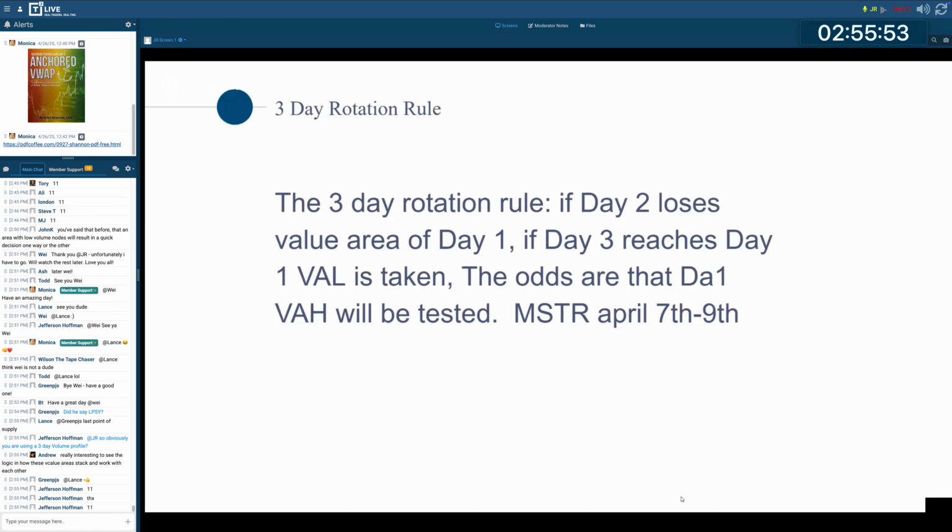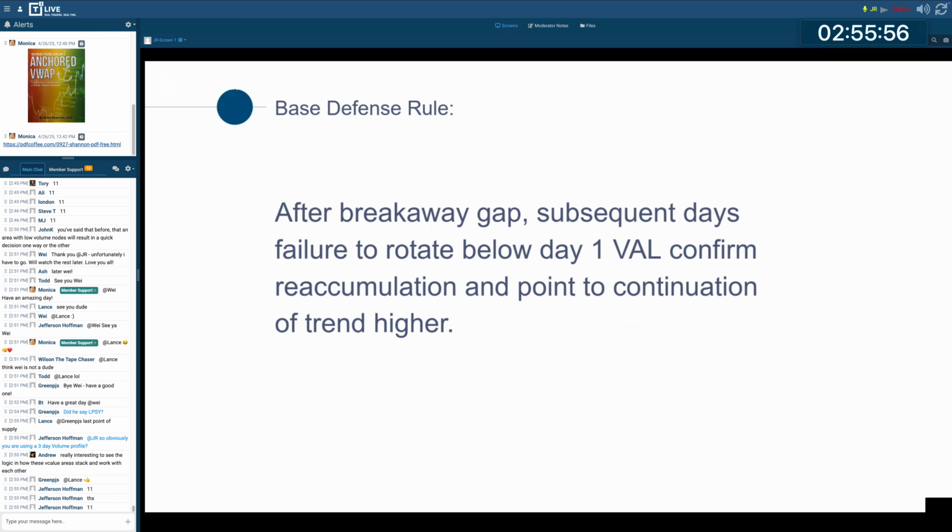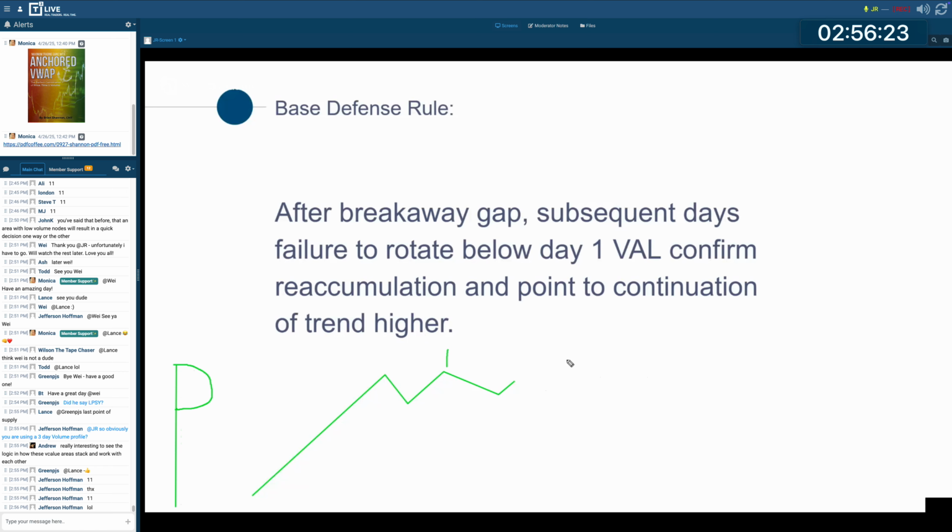So this is the base defense rule, which we've been touching on already. As a swing trader, this one is essential to success. So you have a day where you do this sort of thing, and you build a beautiful P-shaped profile Hugh Hefner would be proud of. This one's brought to you by Cialis. And then this is day 1, right? And on days 2 and 3, you fail to rotate below the day 1 value area. You fail to rotate below this area.